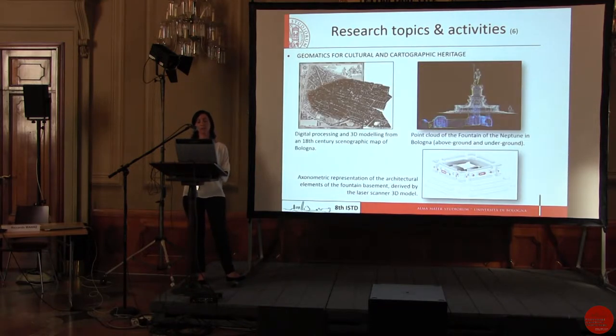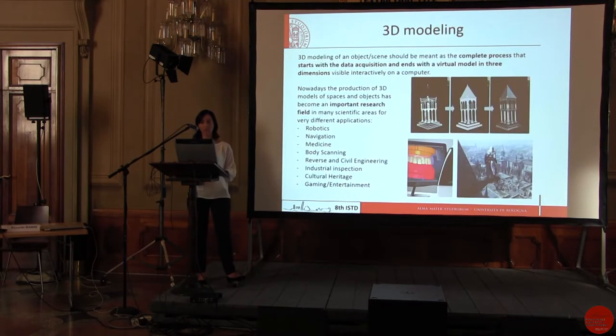And in cultural and cartographic heritage, you can see, for example, the point cloud of the Fountain of Neptune in Bologna, above ground and underground, and this is an axonometric representation of all the architectural elements of the basement derived from a laser scanning 3D model.